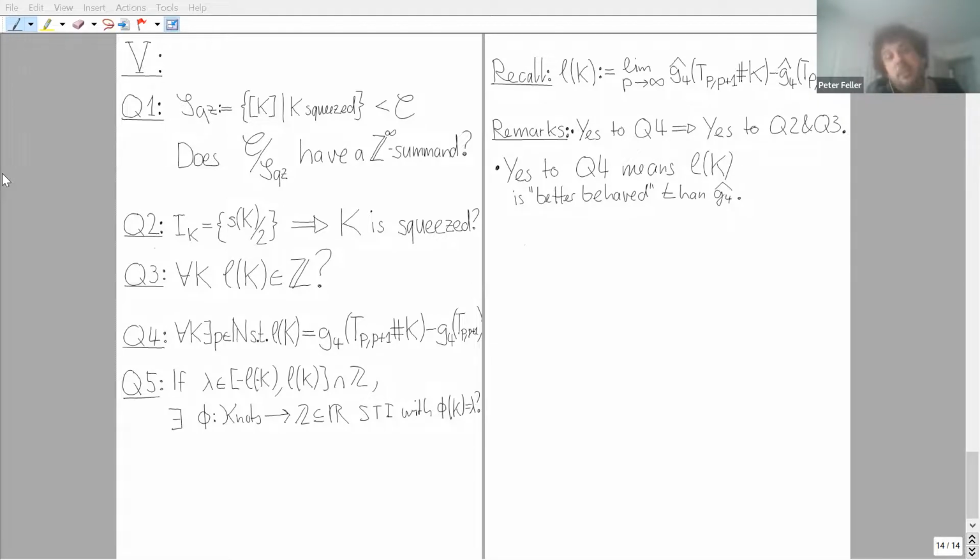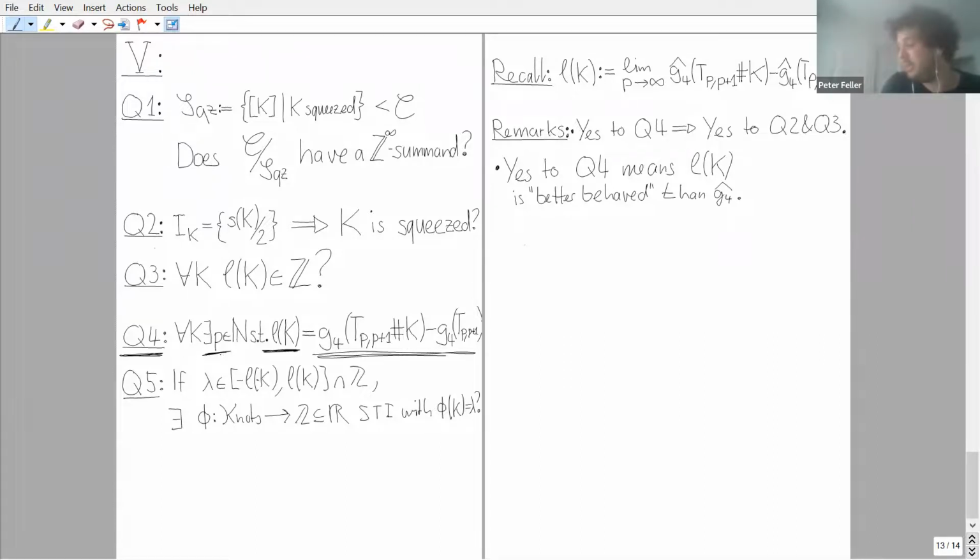So Sam is asking about question 2. I showed you earlier that if you're squeezed, then your slice-torus invariants all agree. My hope is that question 2 has a positive answer, and let me use this as an excuse to discuss question 4, which looks more complicated. Question 4 is something like: maybe this quantity that I defined with a limit, maybe you don't need a limit. Maybe there's an explicit P such that the quantity is just equal to this thing with the 4-genus, and maybe you don't even need the stable 4-genus. It's just that if you add big enough torus knots, things become simple. And if this is true, then question 2 and question 3 are true.